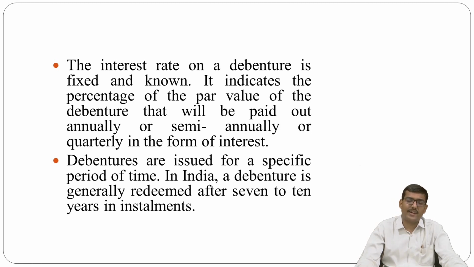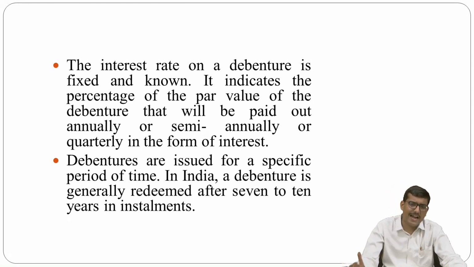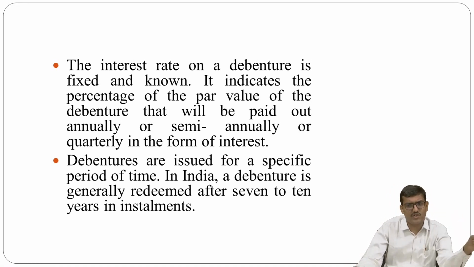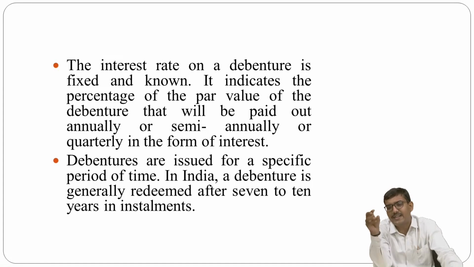The interest rate on debenture is fixed, as with preference share capital, and it indicates the percentage of the par value of the debenture that will be paid out annually, semi-annually or quarterly in the form of interest. That means as per the preference share capital, the dividend rate is fixed, and in debenture capital, the interest rate is fixed.